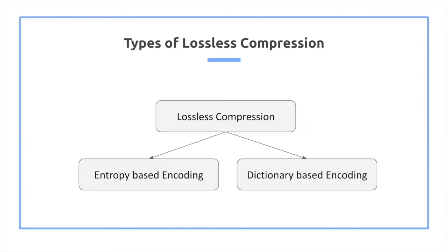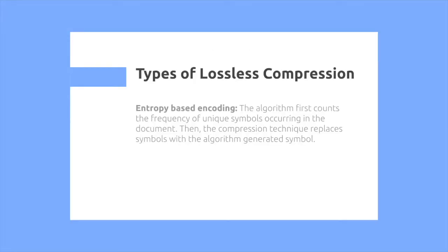There are two main types of lossless compression: entropy-based encoding and dictionary-based encoding. For entropy-based encoding, the algorithm first counts the frequency of unique symbols occurring in the document. Then, the compression technique replaces the symbols with algorithm-generated symbols.